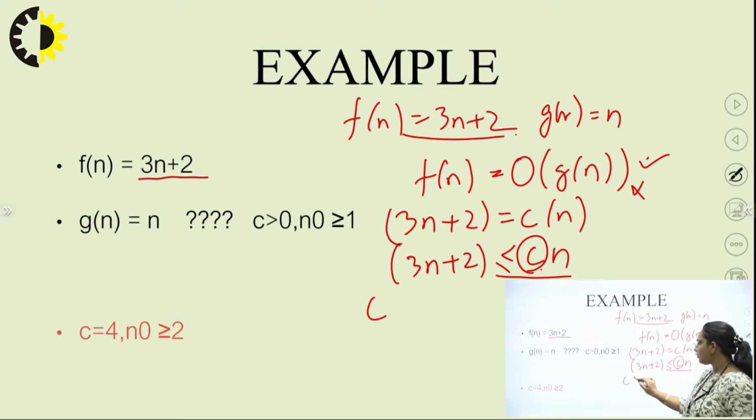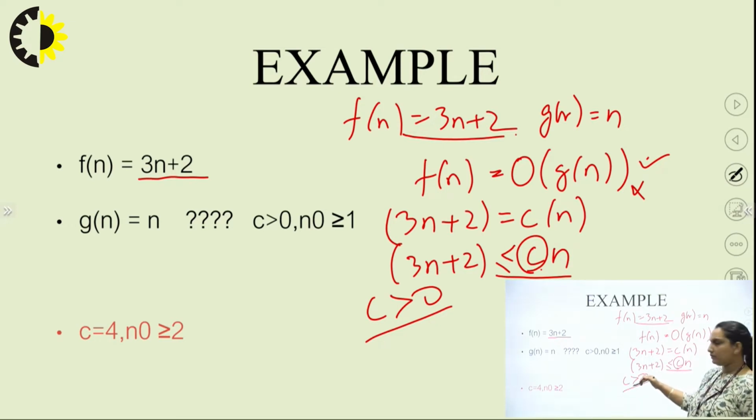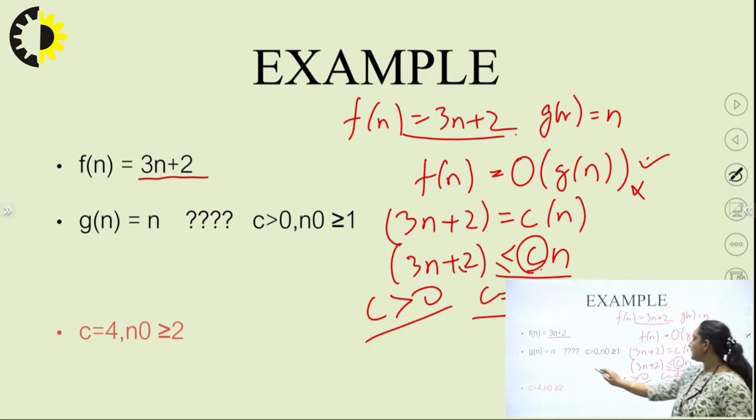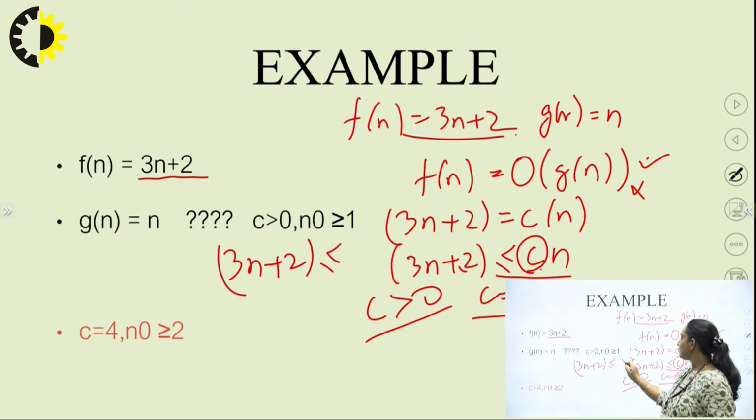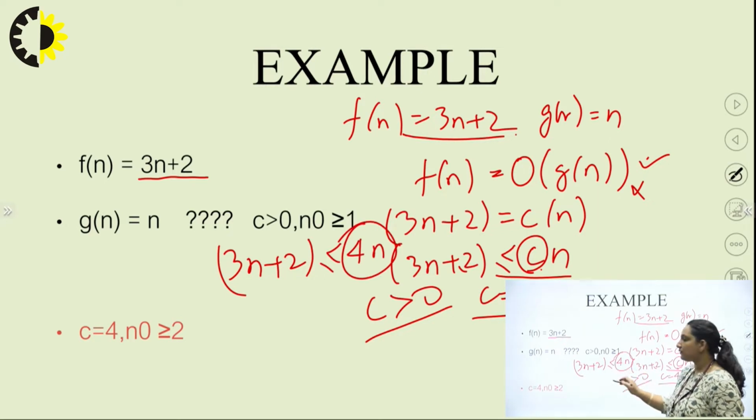We have a situation where c is always greater than 0. If we take 1, no. If we take 1, this part is greater, so we don't make it. Make it 2, no, we don't make it. With 3, it is equal, but there is some constant part. So on the safe side, we are making c equal to 4. So 3n plus 2 is less than or equal to 4n. In this situation, 4n, that is c of g of n, has to be an upper bound of 3n plus 2.